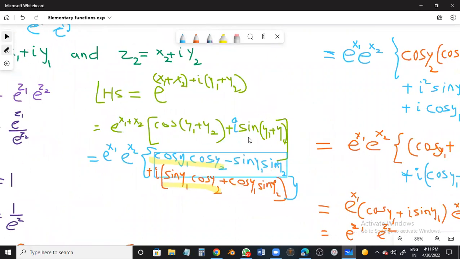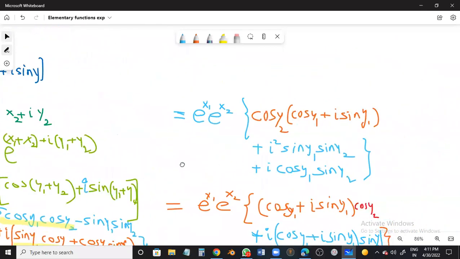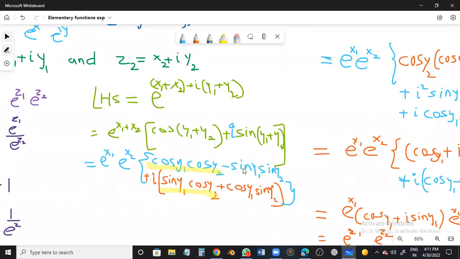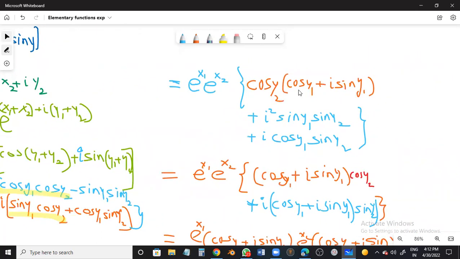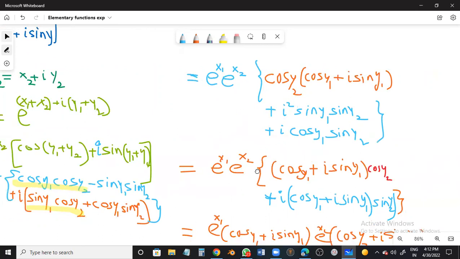Now, inside the bracket, let us try to expand. The real part: cos of y1 plus y2 we expand as cos y1 cos y2 minus sin y1 sin y2. Then plus i times sin y1 cos y2 plus cos y1 sin y2. That we know. Now, out of these terms, the highlighted terms, let us find the common term, that is cos y2. If I take cos y2 out, inside I am left with cos y1 plus i sin y1. You can immediately watch.